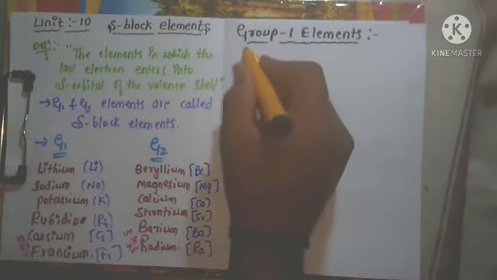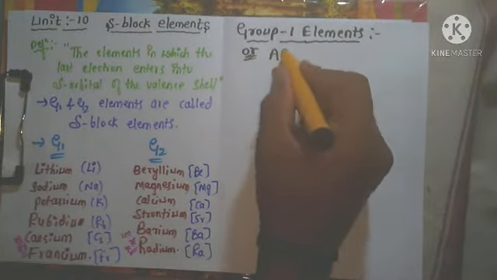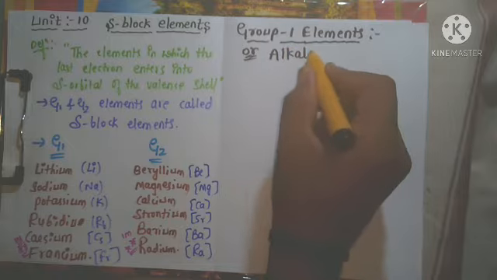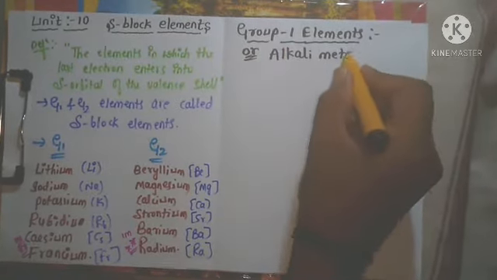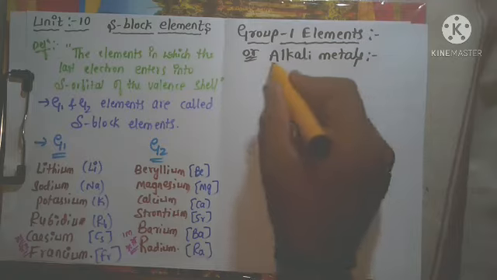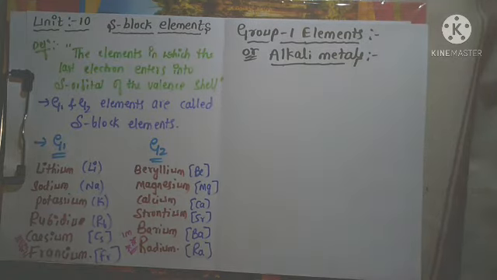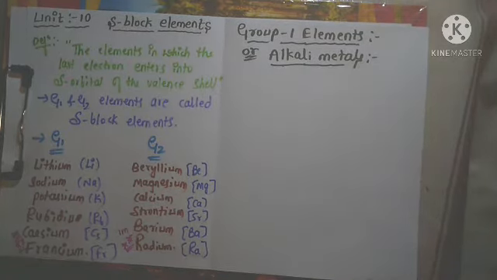Now these are also called as what? Which elements? Group 1 is also called as what? Alkali metals. Now we will discuss group 1 elements, or alkali metals.